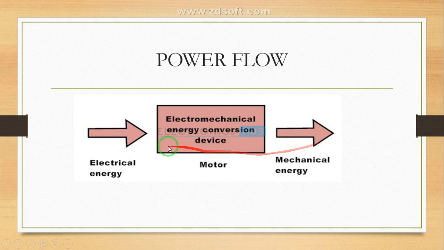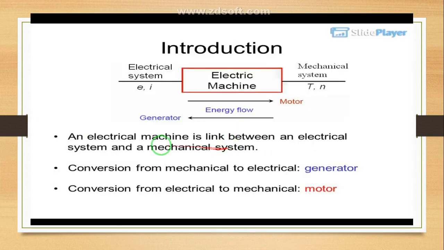Or the mechanical energy is the output of the device, and that device takes electrical energy as input. That means the device converts electrical energy into mechanical energy, or mechanical energy into electrical energy. So it is called an electromechanical energy conversion device. It will convert electrical energy into mechanical or mechanical to electrical. So this is some introduction.